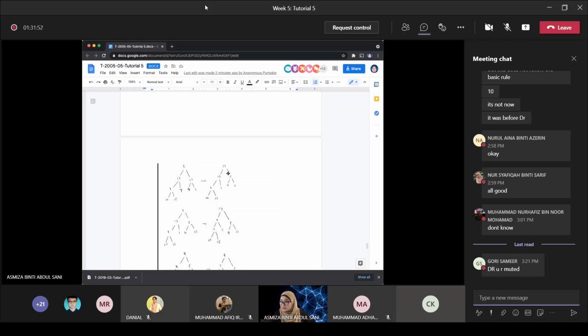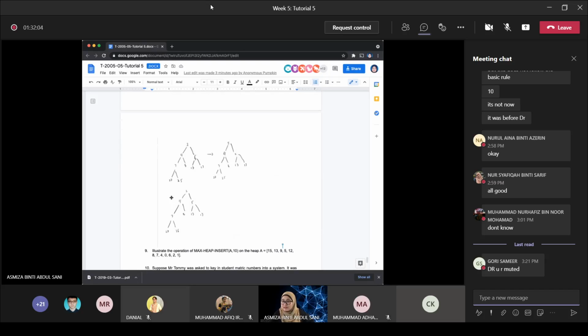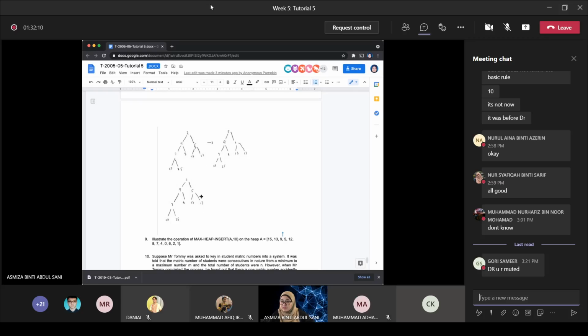All right. So we're going to exchange 17 with 2, we're going to reduce the heap size, and we're going to do this over and over again until we get to the first node. Okay, and once we have done until the last node, we can see that we have an increasing order: 2, 4, 5, 7, 8, 13, 17, 20, and 25.